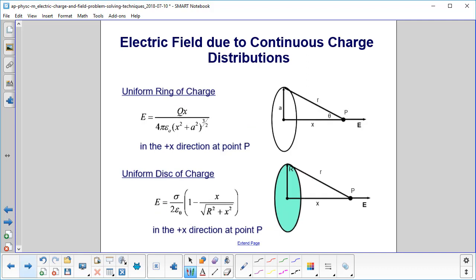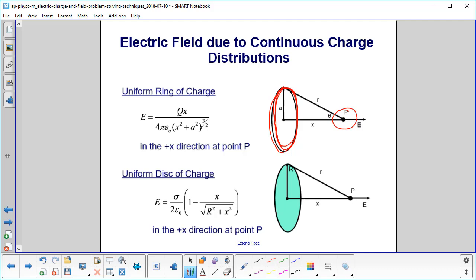Uniform ring of charge. This is just exactly what it says, a ring. So picture a wedding ring, something like that. It's just a loop here, and it is centered on the x-axis. If you want to visualize that, that's like a silver dollar stuck into the page of your paper. Half of it's through the paper, the other half is facing you. You want to find the electric field at point P. There will be no y component. The y components cancel out, and you're just left with an electric field in the x direction.